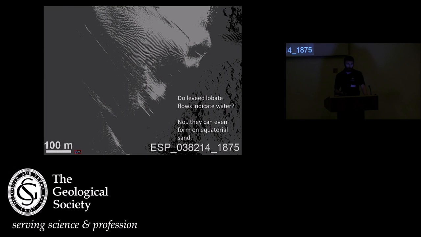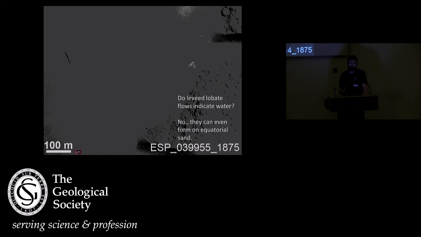Levied lobate flows are also sometimes suggested as signs of water. But here I'm showing new levied flows on a sand dune. This wouldn't even normally qualify as a gully, although there's a hint of a channel there. This is a major levied mass movement occurring in equatorial sand. So whether this was even triggered by frost, at this latitude there should be very little. It may be purely dry. What's the latitude? This is about 7.5 degrees north.